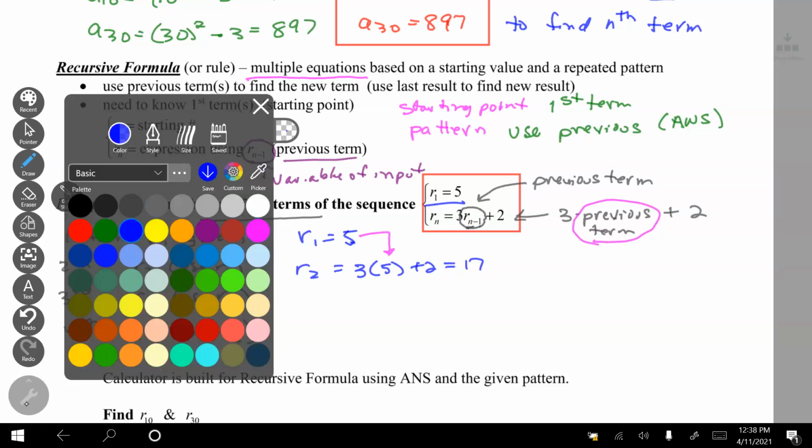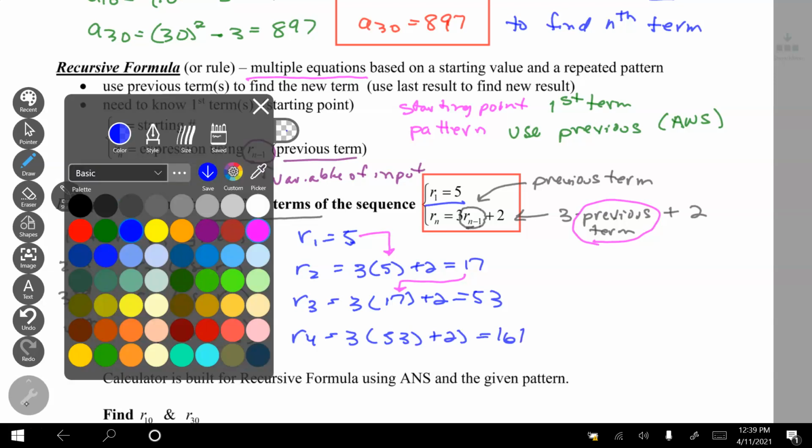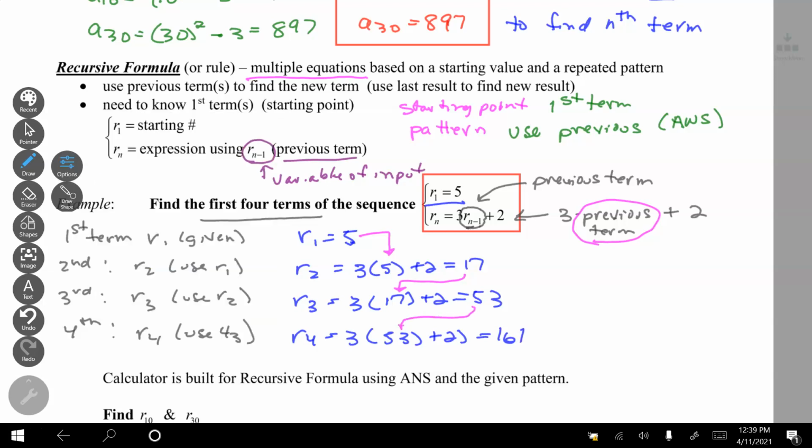When I want to do R3, it's going to be 3 times that last term of 17 plus 2, which is 53. If you notice, it took that last term of 17 and plugged it in. And then R4, it's going to be 3 times that last answer of 53, add 2, which is 161. Again, it is taking that last answer and plugging it in. So that's the way it's going to be determined. I'm going to show you how we're going to do this on the calculator in a minute.